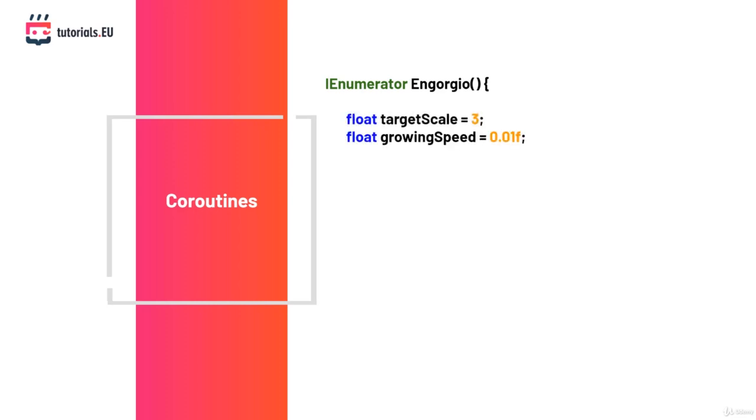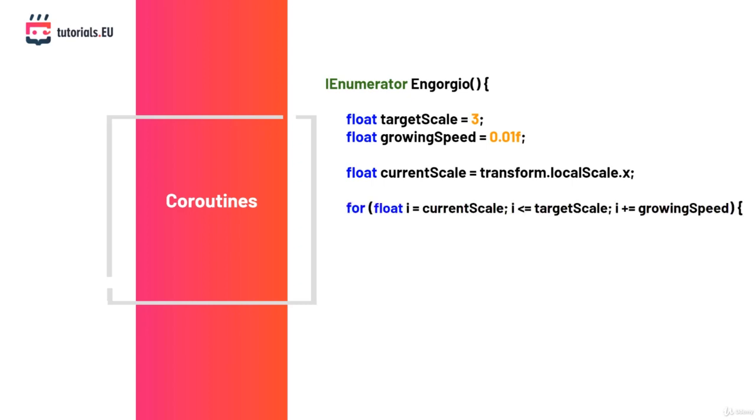So here we define two floats: a target scale, which is the maximum scale we want to reach, and the growing speed, which is the rate at which we will gradually increase our scale over time. Then we store our X scale inside our current scale, just to make our code look cleaner. There is no reason why we picked the X scale, since this is a sphere. Our scale on the X, Y, and Z axis are the same, so we just picked one of them.